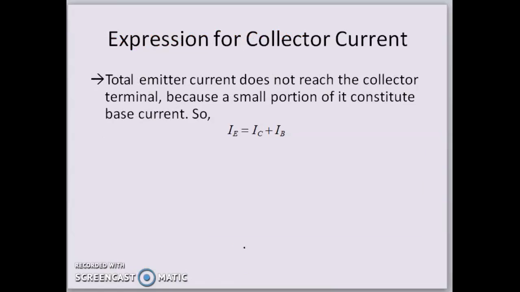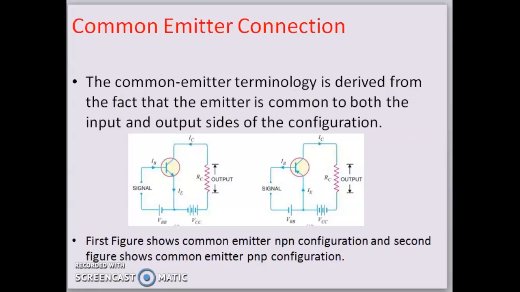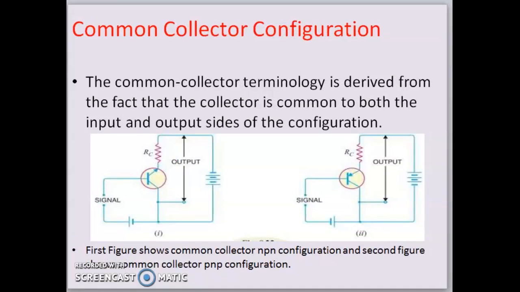The expression for collector current: since the total current does not reach the collector terminal, the total emitter current will be collector current plus the base current, a combination of both. Common emitter connection: in this, the emitter is common to both the input and output sides. In common collector, the collector is common to both the input and output sides of the configuration. Here you can see the collector is common.